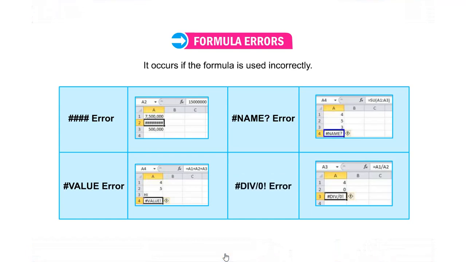Hash division slash 0 exclamatory mark error. This error occurs if the number is divided by 0.